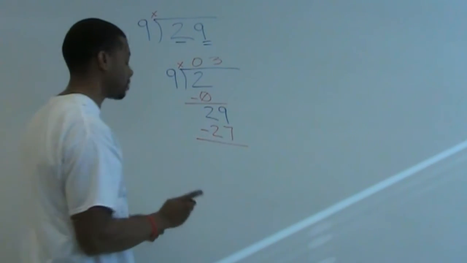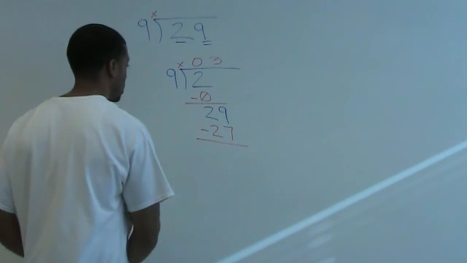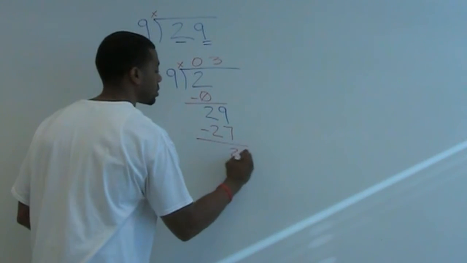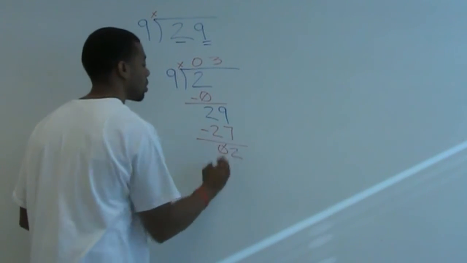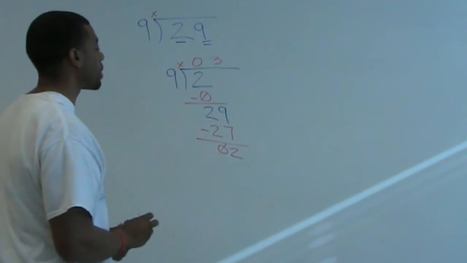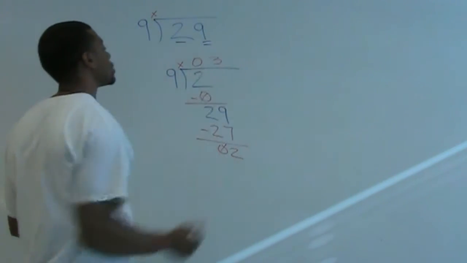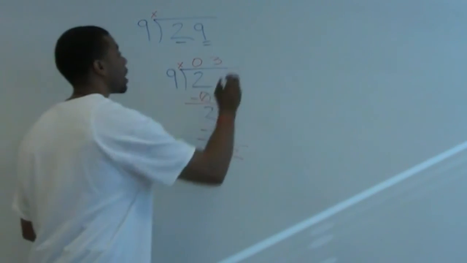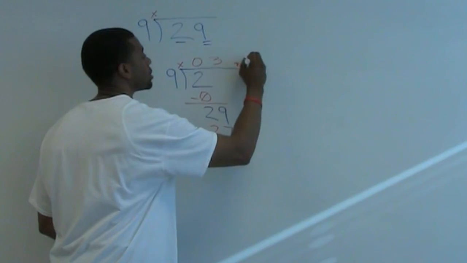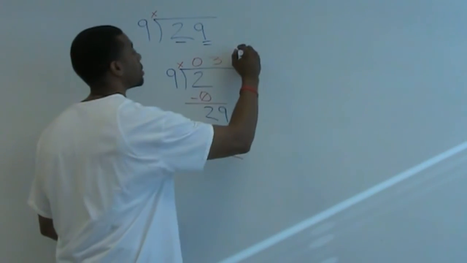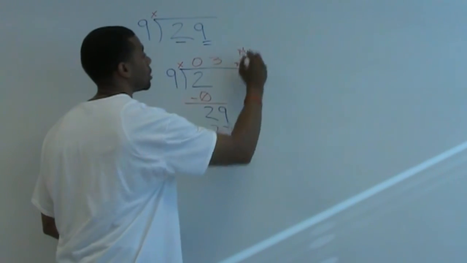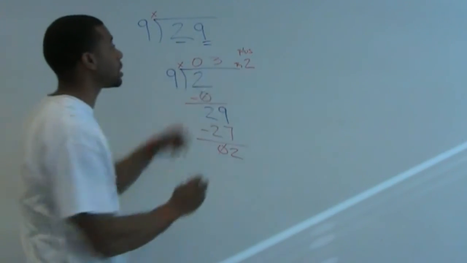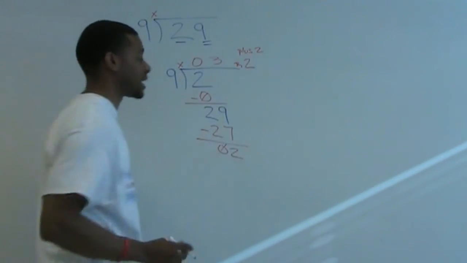Subtract 27 from 29. 9 minus 7 is 2. 2 minus 2 is 0. Leaves us with the remainder of 2. I don't have any digits remaining, so now my remainder will be 2. Or you can put plus 2. And I'm going to show you why you can put plus 2 when we check it.